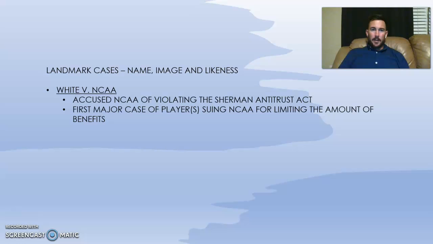So in 2008, a former NCAA player sued the NCAA in a case that kind of began the process of players profiting off name, image, and likeness. This is White v. NCAA. Like I mentioned, it was the first major case of players suing the NCAA for limiting the amount of benefits they were able to receive, and it accused the NCAA of violating the Sherman Antitrust Act, something we'll get into in more length coming up.